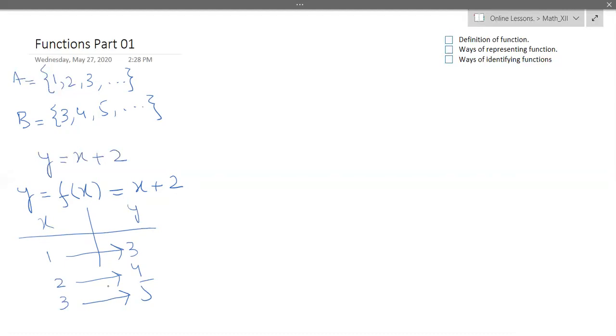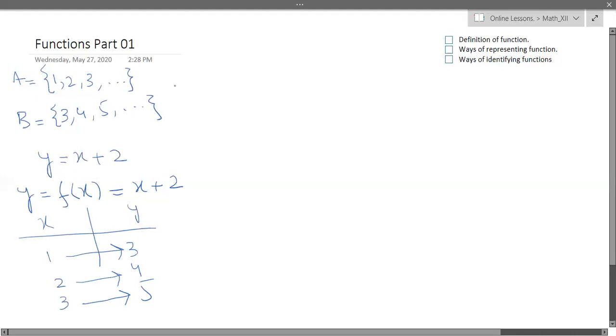Now I'm going to write functions in the form of ordered pairs. I'm just using the same representation, f of x equals, and I'm going to write it in the form of ordered pairs. So for 1, it's 3. For 2, it's 4. And for 3, it's 5, and so on. So a set of ordered pairs can also be used to represent the functions, like this one.